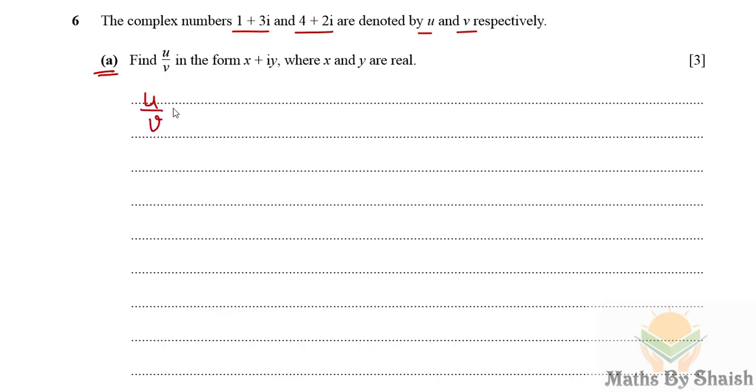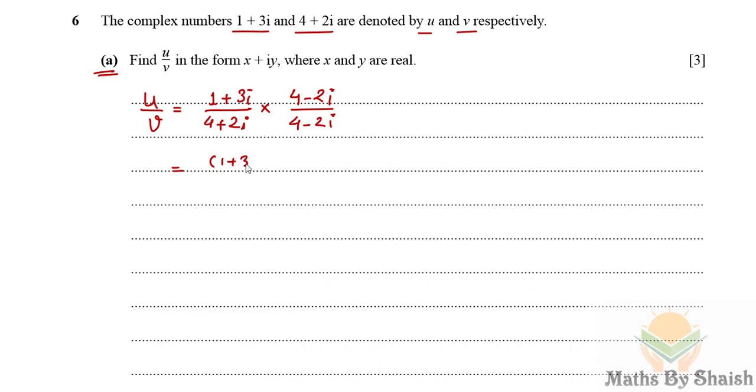u over v can be written as 1 plus 3i over 4 plus 2i, and in order to write it in this form we have to multiply and divide by the complex conjugate of the denominator, that is 4 minus 2i upon 4 minus 2i, and we'll solve it.